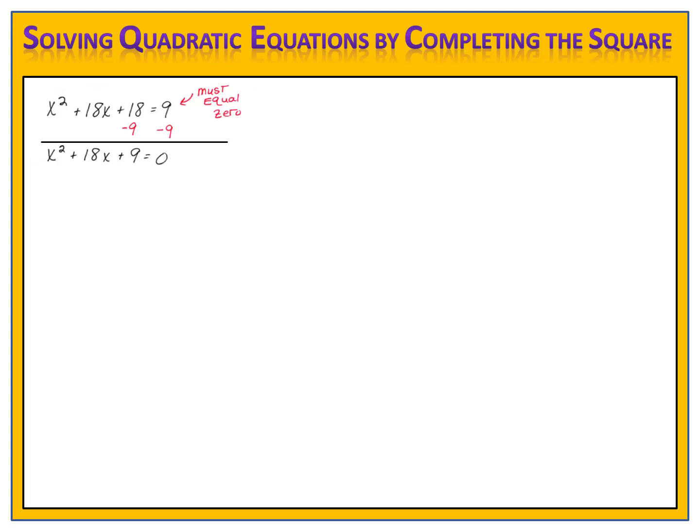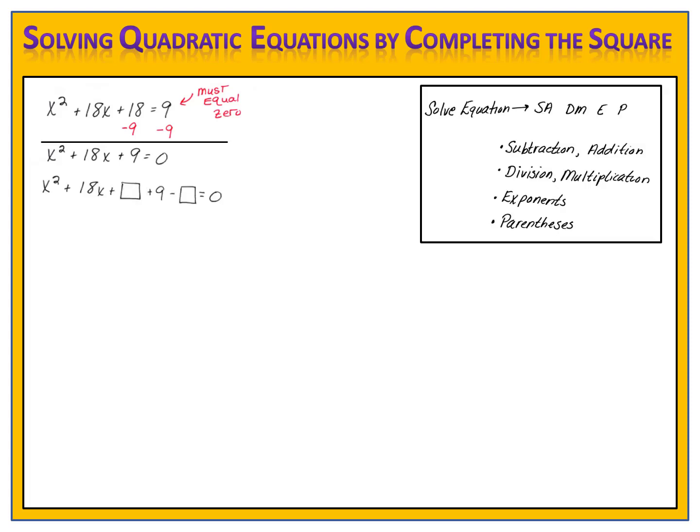I set my equation up with the boxes. x squared plus 18x plus the box plus 9 minus the box equals 0. I look at the trinomial, which consists of the first 3 terms. I take half of the middle number, half of 18 is 9, and I square it to get 81. 81 is the number that goes in the boxes. Now I can rewrite this in vertex form. (x plus 9) squared minus 72 equals 0.